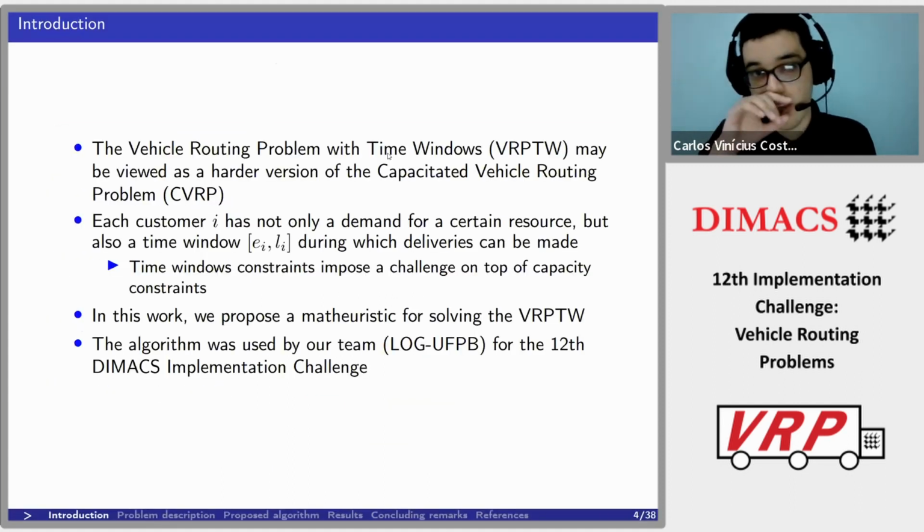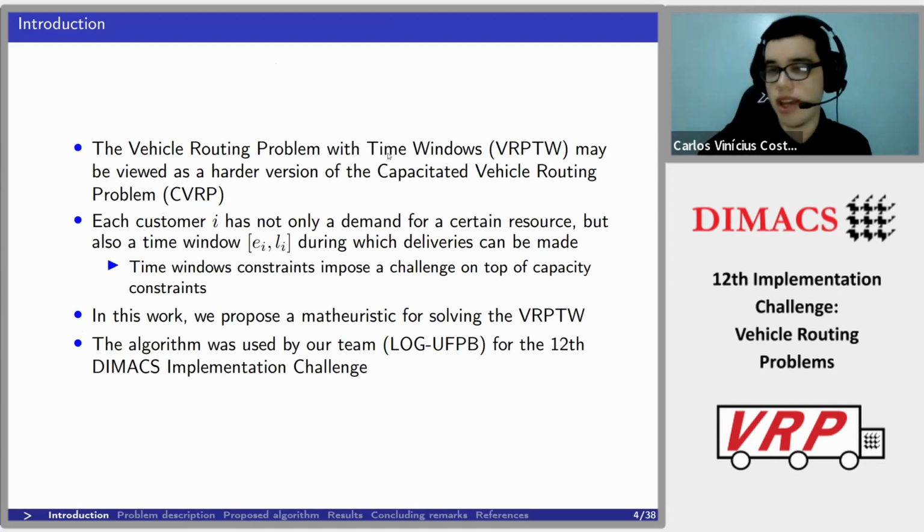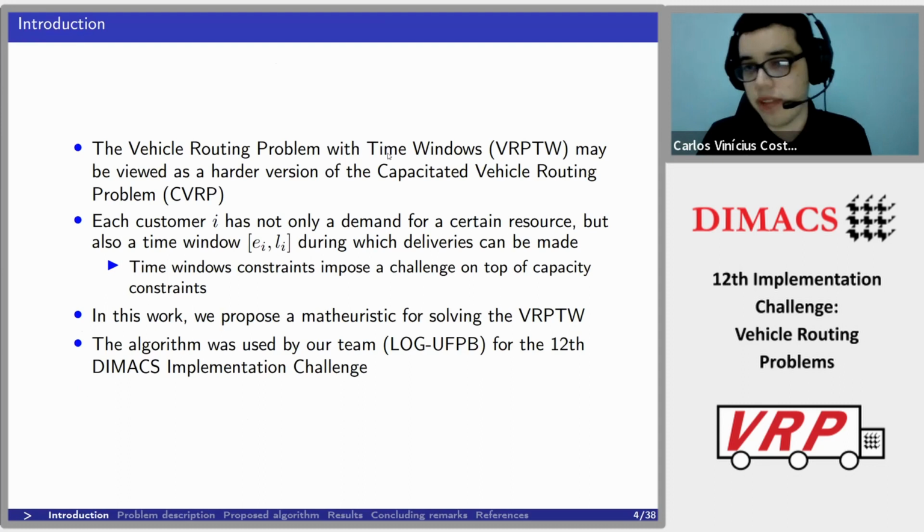As we know, the vehicle routing problem with time windows can be viewed as a harder version of the capacitated vehicle routing problem, where each customer not only has a demand for a certain resource, but also a time window, which is an interval during which deliveries can be made. And of course, these time window constraints impose an additional challenge on top of capacity constraints.